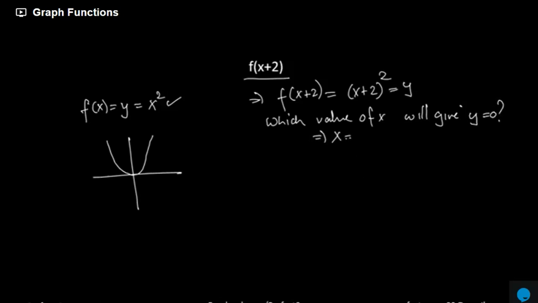Yes, x equal to -2 is going to give me y equal to 0. That means (-2, 0) is on this graph, which means if the lowest point is here, the lowest point is going to shift to the left by 2 units and the graph is going to become something like this.